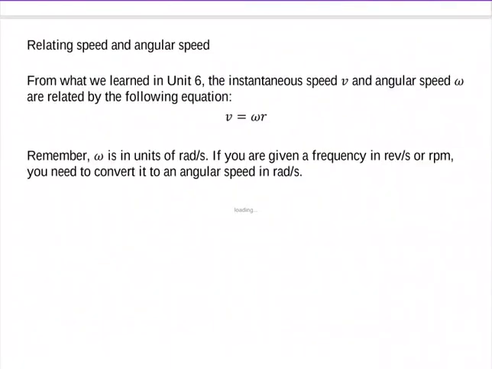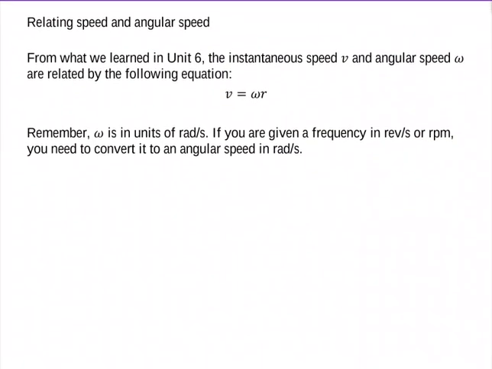So now relating speed and angular speed. From what we saw back in chapter 6, the instantaneous speed v and angular speed omega can be related by the following equation, if we combine a couple of different equations that we already know: v equals omega times the radius. That's exactly what we just learned. Remember, omega is in units of radians per second. If you're given a frequency in revolutions per second, or RPM, revolutions per minute, you need to convert it to an angular speed in radians per second.